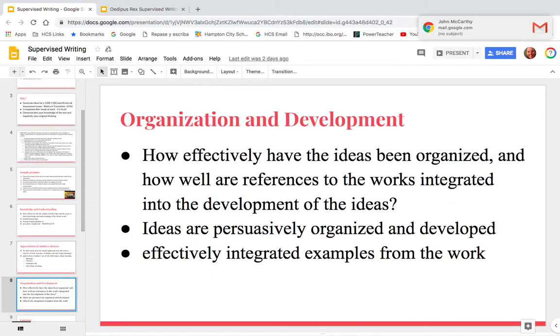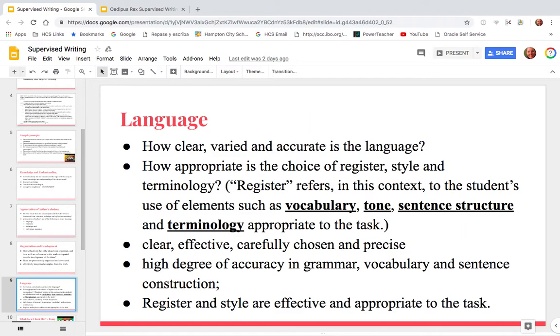Next is organization and development. Do I have any idea what you're saying because it's organized and persuasively written, so I can see what you've done, as well as integrating supporting examples into it. Just because you say something, unless you support it, it doesn't really mean much, and that's where the development comes in. The last category is language.